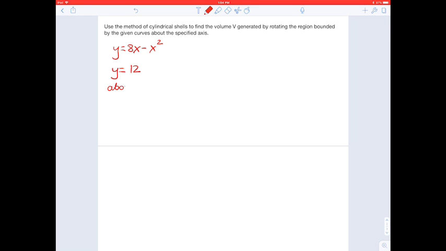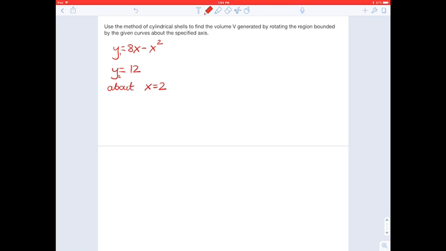Rotation is required about the line x equals 2. That means that's a vertical line, x equals 2, which is like a y-axis. Hopefully this will be a hint. Okay, first of all we have to draw the first curve and the second curve.